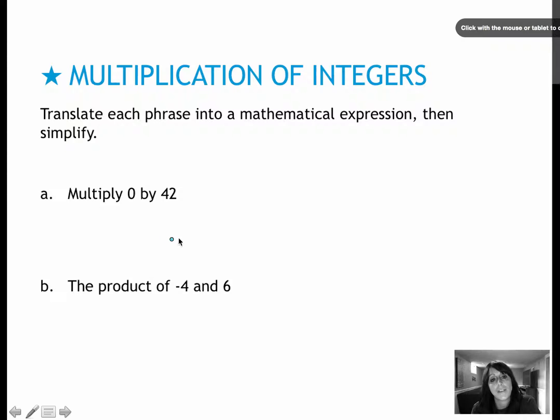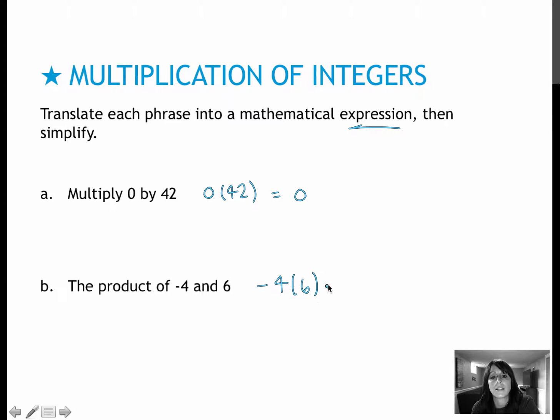The first, I've got multiply 0 by 42, so that's 0 times 42 would be my expression. Then to simplify, I would take 0 times 42 to get 0. And for B, the product of -4 and 6, -4 times 6 is my expression. To simplify, I would multiply them. A negative times a positive gives me a negative, and my solution is -24.